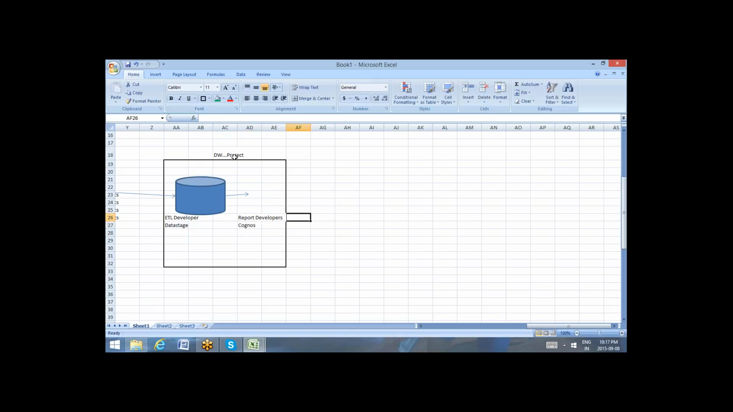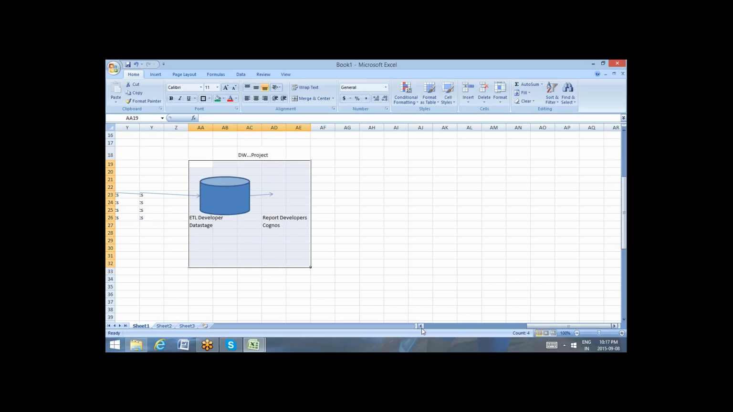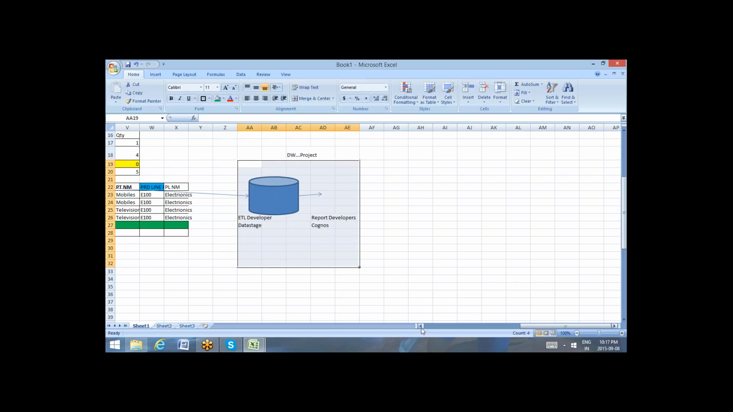So a data warehouse process consists of a collection of different report developers and also a collection of ETL developers. The combination of both ETL developers and report developers together is going to design a data warehouse project. Any questions here? Okay, we are good. Now we are going to clearly discuss what Cognos is, how this Cognos tool can be used, and what the different functionality available is.